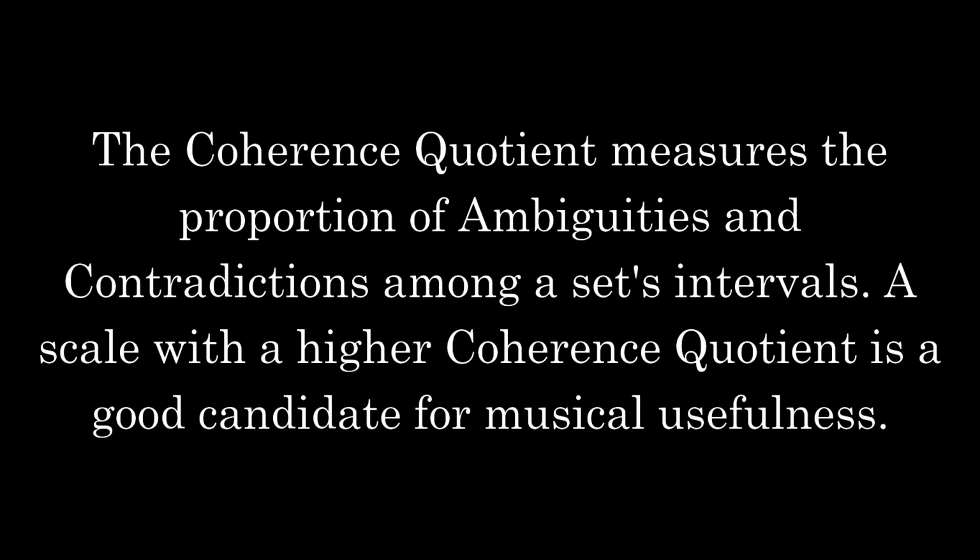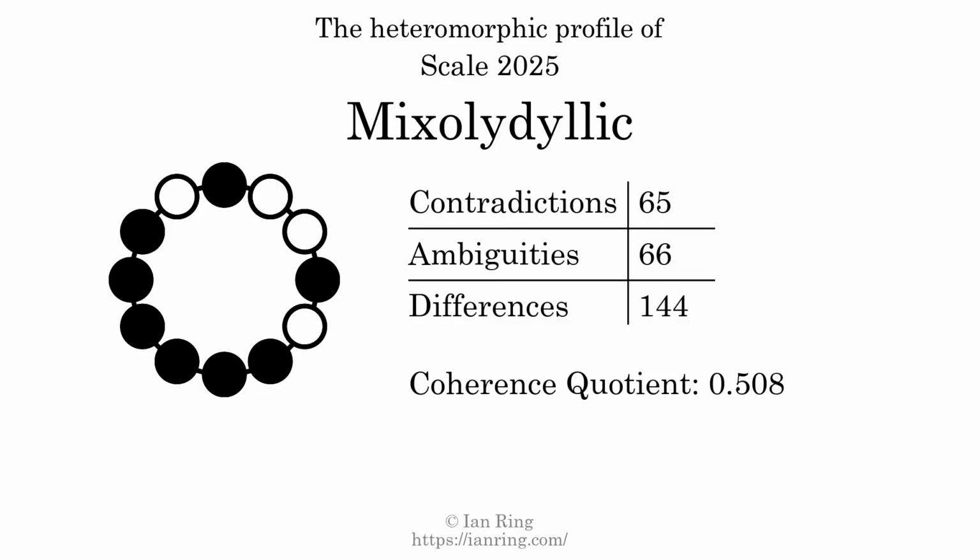The coherence quotient measures the proportion of ambiguities and contradictions among a set's intervals. A scale with a higher coherence quotient is a good candidate for musical usefulness. The coherence quotient is 0.508.